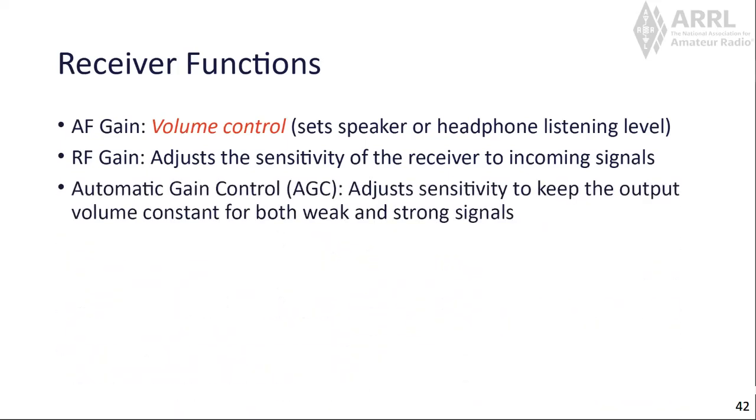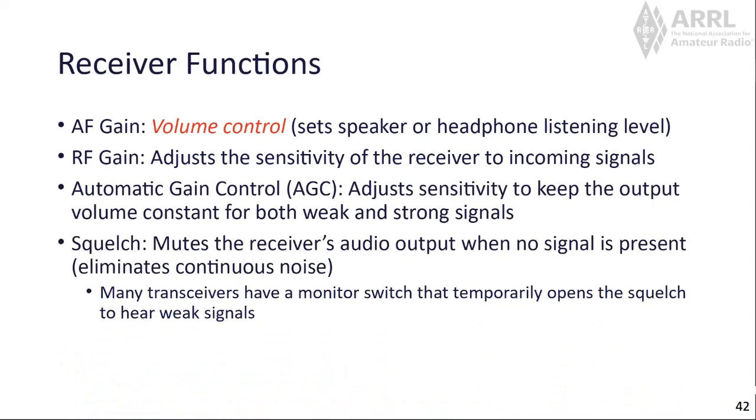Okay, next one. Automatic gain control, or AGC, adjusts the sensitivity to keep the output volume constant for both weak and strong signals. You can read a little bit more in your manual about that. Next one. Squelch mutes the receiver's audio output when no signal is present. It eliminates continuous noise. That's the hissing sound that you hear. Many transceivers have a monitor switch that temporarily opens the squelch to hear weak signals. I think your book talks a little bit more about that too.